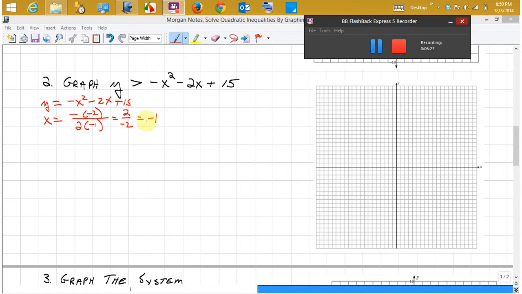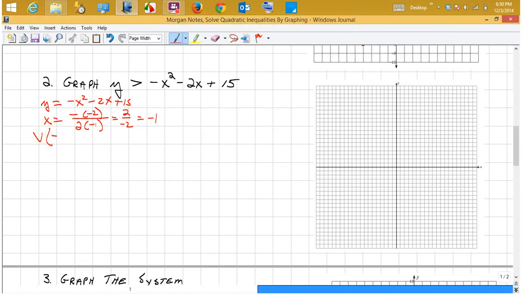Okay, so let's find out what the y value is when x is negative 1. I know the x-coordinate of my vertex is negative 1. So y is equal to negative 1 squared minus 2 times negative 1 plus 15. Negative 1 squared is 1, minus 1 plus 2 plus 15. That would be 16. So my vertex is negative 1, 16.